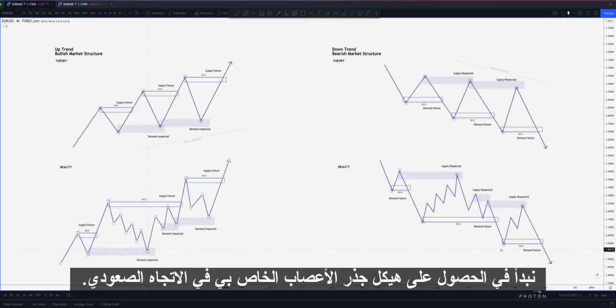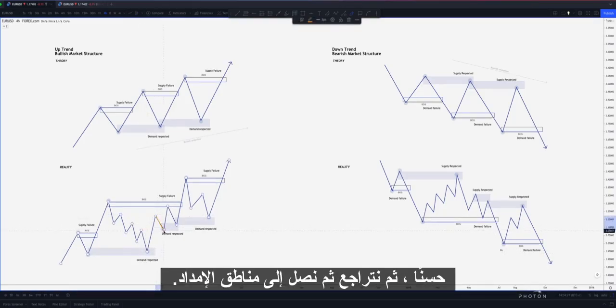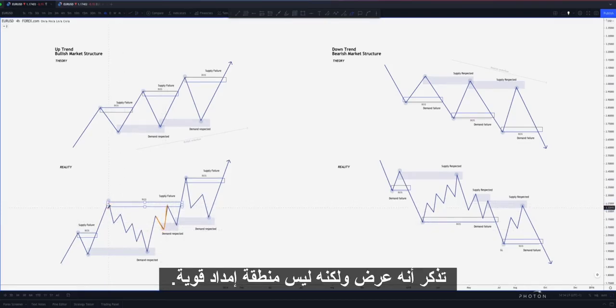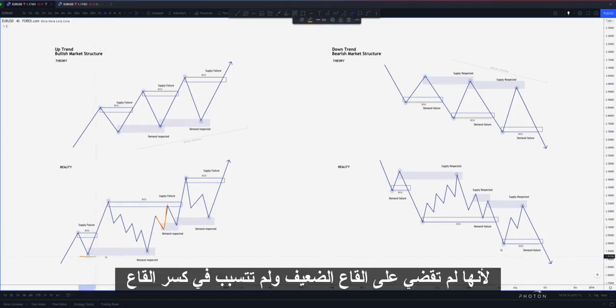We start to get our minor breaks of structure to the upside, right, and then we pull back. And then we reach that supply zone. So remember, it's supply, but it's not a strong supply zone. Why is it not a strong supply zone? Because it never took out the weak low. It never caused a break of structure.